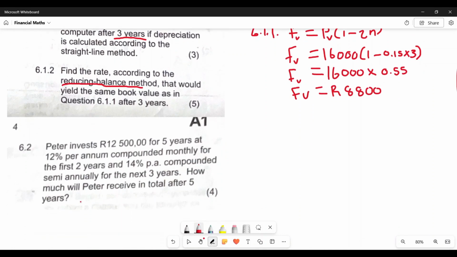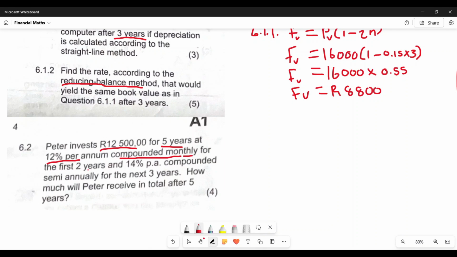So now we move on to 6.2. That's question 6.2 for 4 marks. This is an interesting question. They are saying Peter invests 12,500 for 5 years. Maybe let me just highlight that. 12,500 for 5 years at 12% per annum compounded monthly.